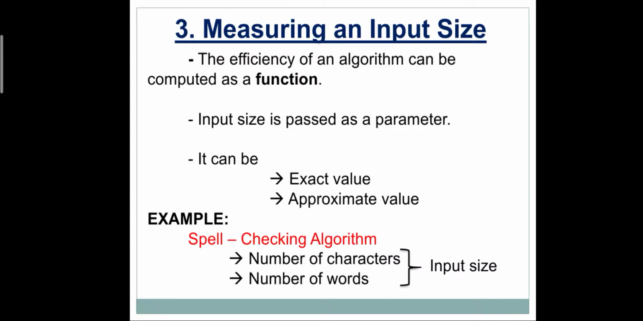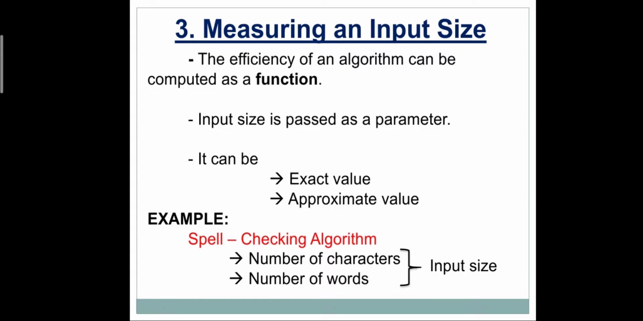Next, we move on to measuring the input size of an algorithm. Usually, algorithms run longer on larger inputs. For example, it takes longer to sort large arrays, multiply larger matrices and so on. It is logical to investigate an algorithm's efficiency as a function of some parameter n, which indicates the input size of the algorithm. It may be an exact or an approximate value.